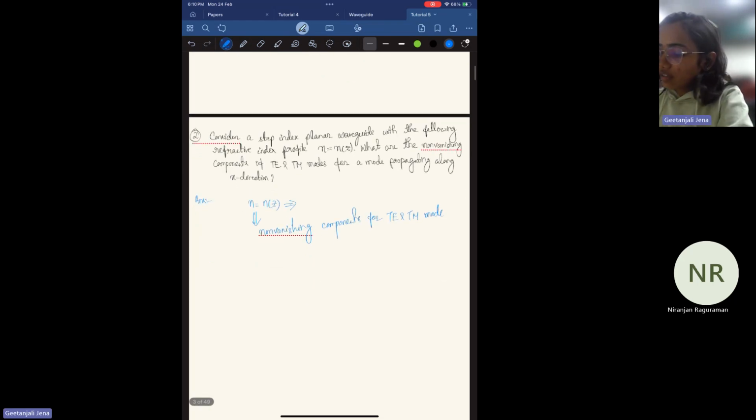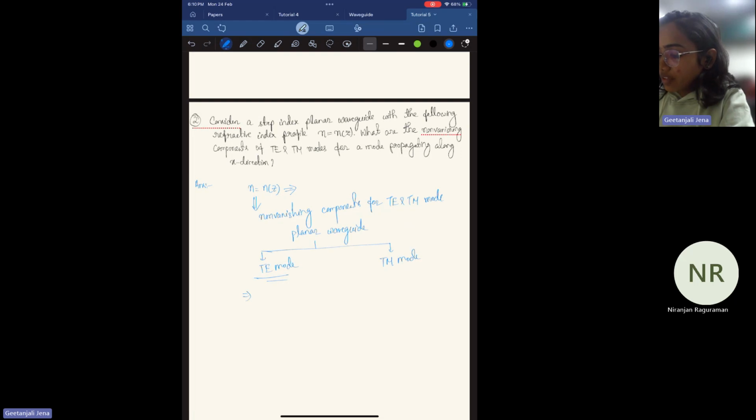If you recall, for a planar waveguide we have two types of solution that will exist. One is the TE mode and another one is the TM mode. For the TE mode, there will be no electric field along the propagation direction, so no electric field along the x direction.